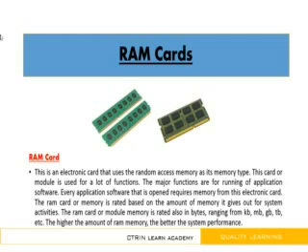The RAM card or memory module is rated also in bytes. Remember, the processor is rated in hertz. This one is rated in bytes, ranging from KB, which is kilobytes, megabytes, gigabytes, terabytes, etc. The higher the amount of RAM memory, you can see clearly the better the system performance.